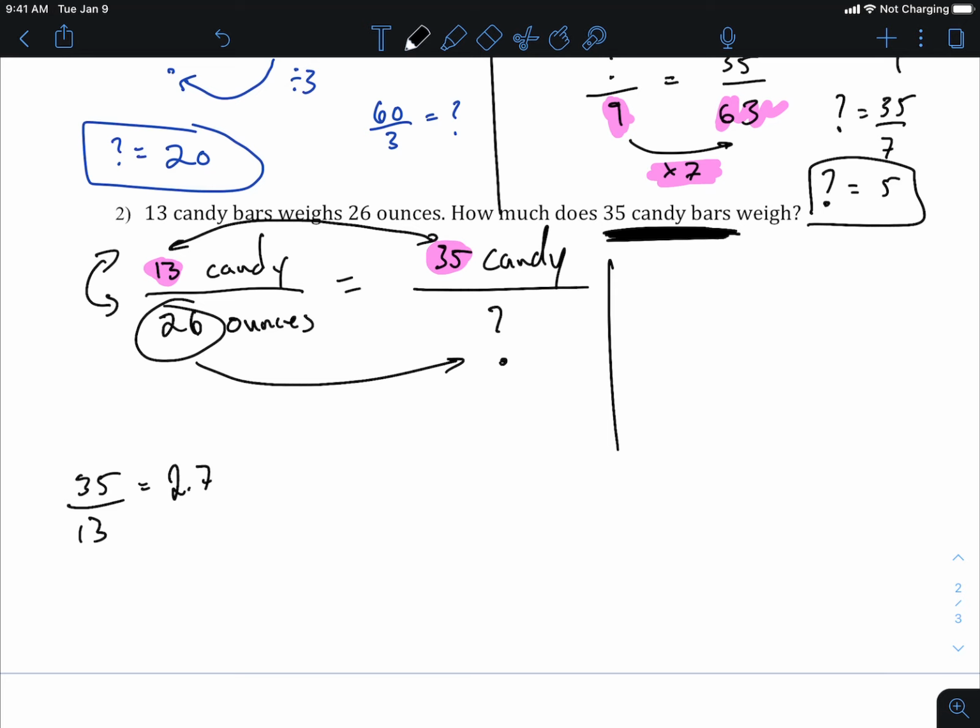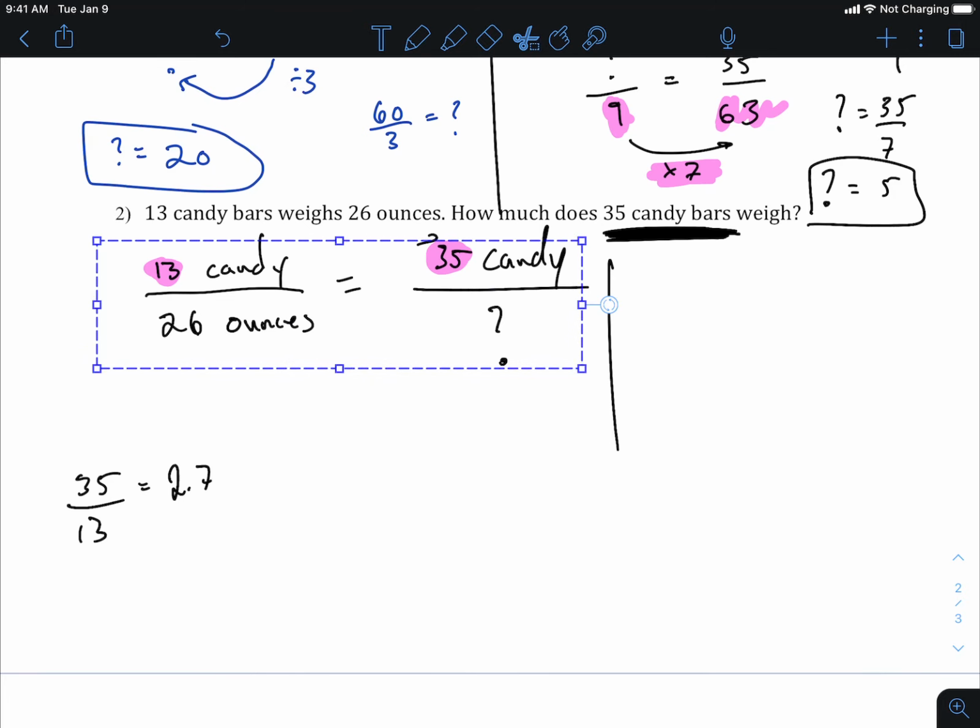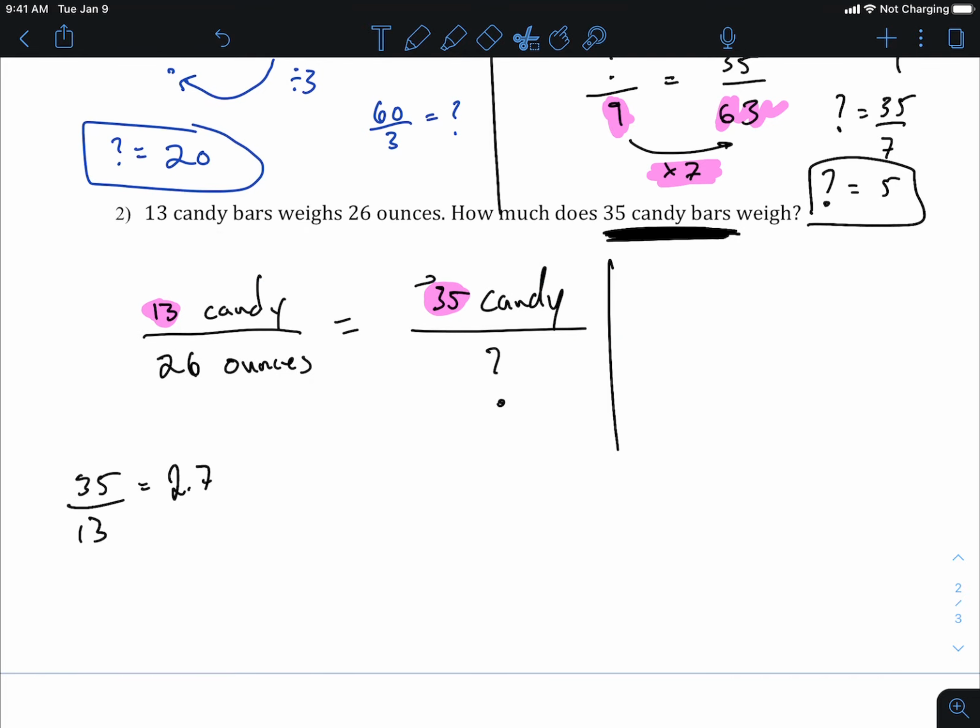Okay, now your question becomes, I'm going to erase some stuff here. How do I get from here to here? You know how to do this. How do I get from 13 to 35? Yes. Wouldn't you just times the ounces by 35? Careful.